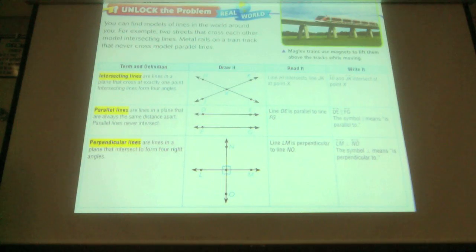Then it talks about train tracks. You can have train tracks that are near each other. What happens if the train tracks cross each other? What's going to happen, Ethan?